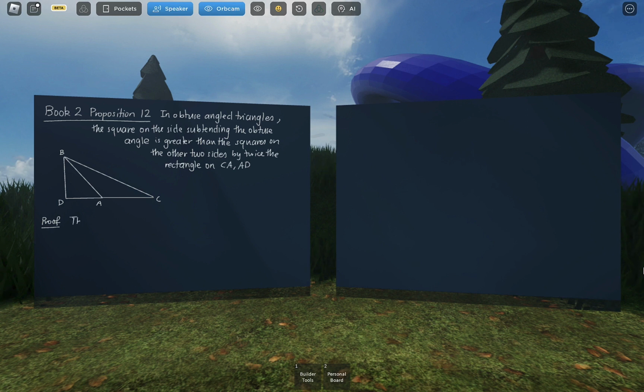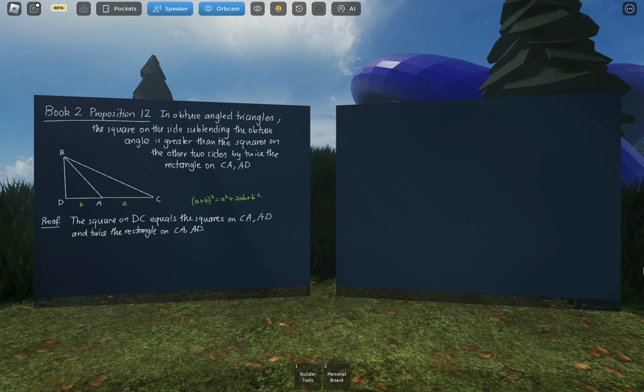The square on DC equals the square. So what I'm saying here is (a plus b) squared is a squared plus 2ab plus b squared, where this is a and this is b. This was proposition 4 of this book. The square on DC is equal to the squares on CA, AD, and twice the rectangle on CA, AD.